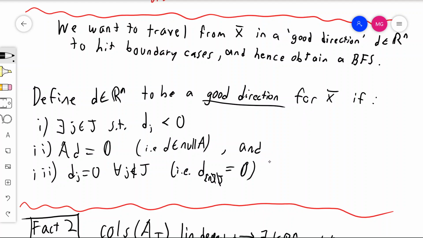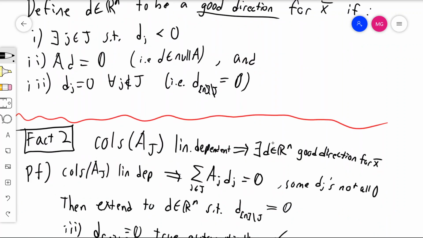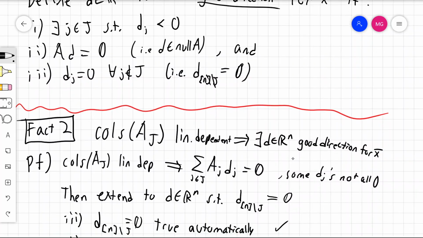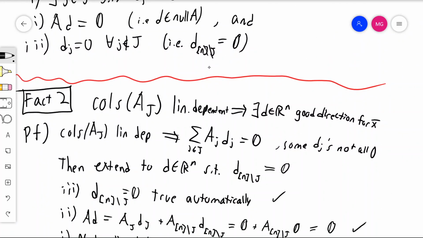So now we want to start exploiting this definition to show that this helps. If the columns were linearly independent, we already showed that we were at a basic feasible solution for some basis. If the columns are linearly dependent for these J indices, then the implication is that there is a good direction d for x bar. So there is a good direction that we can travel in. The way I drew that picture, it wasn't really clear how you knew that there was going to be a good direction, but there is. That's what this fact is saying.